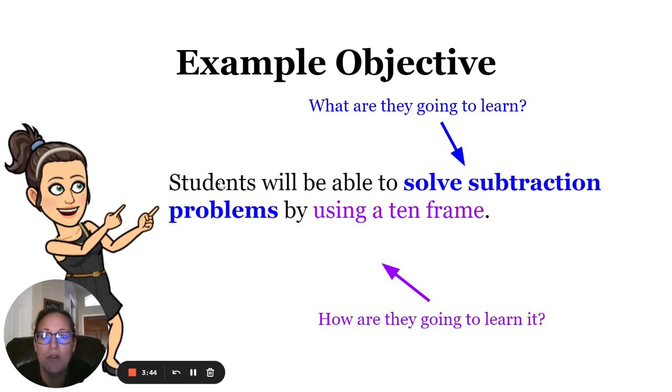Here's an example. Students will be able to solve subtraction problems. How are they going to do it? By using a tens frame. Now, this is a little bit lower level, but this is an example of a good objective.